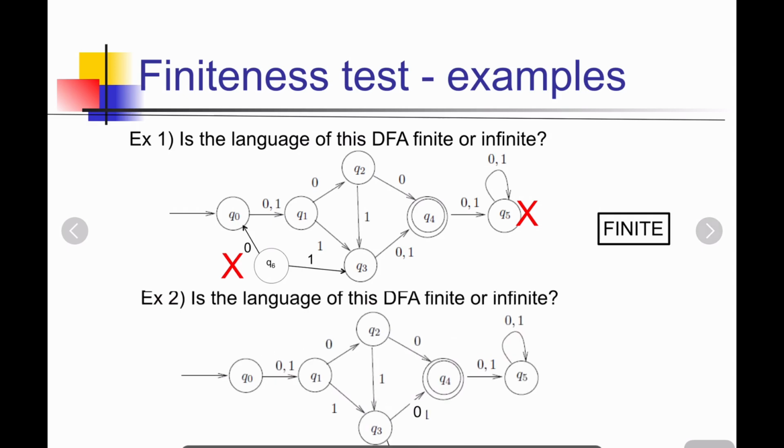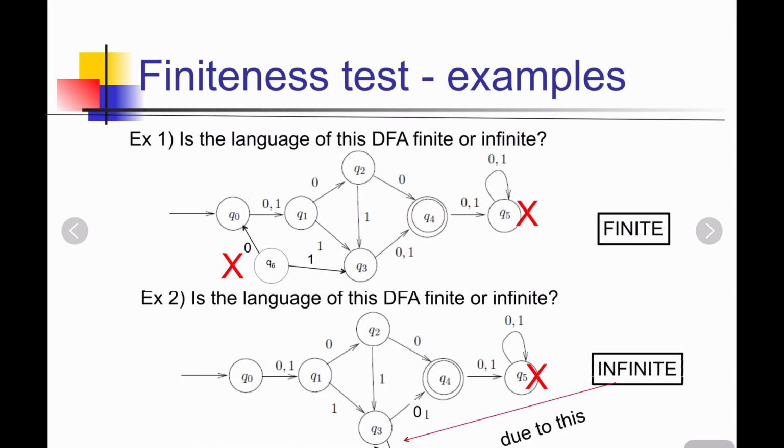Look at the other one. Is the language of this DFA finite or infinite? After removing Q5, I have to check whether it has any loop. Definitely Q3 has a loop. It accepts any number of zeros and ones, so you can say it is infinite.